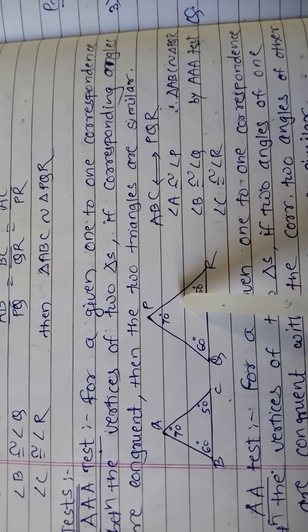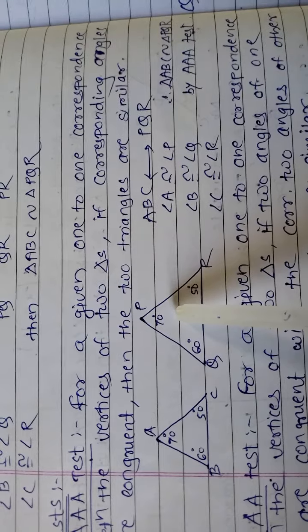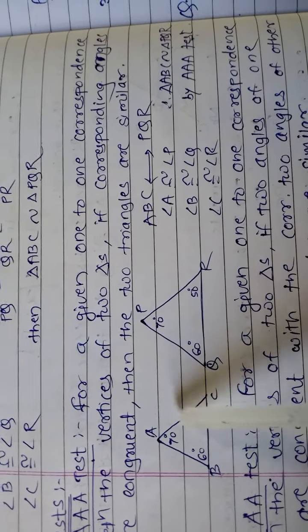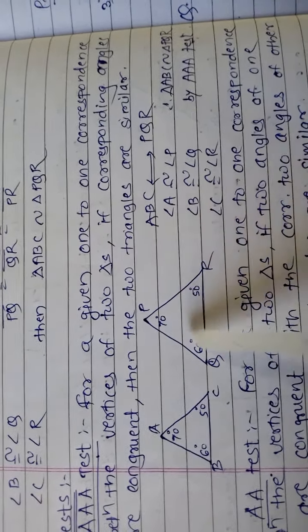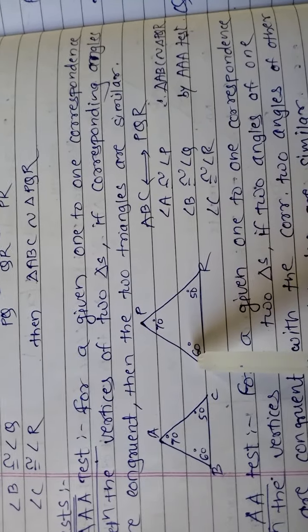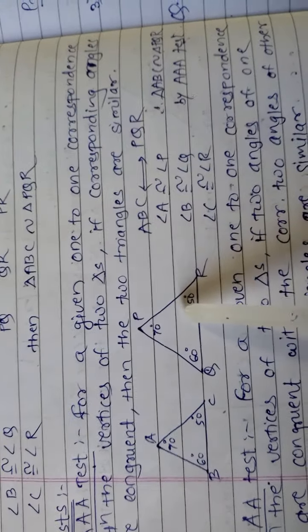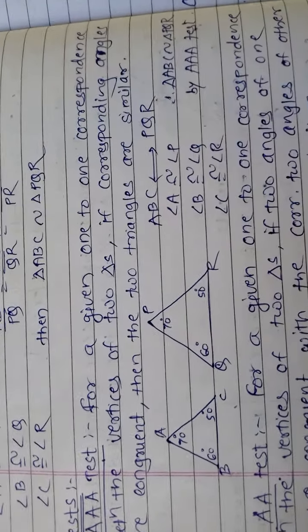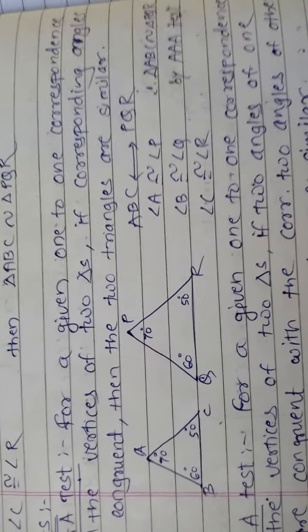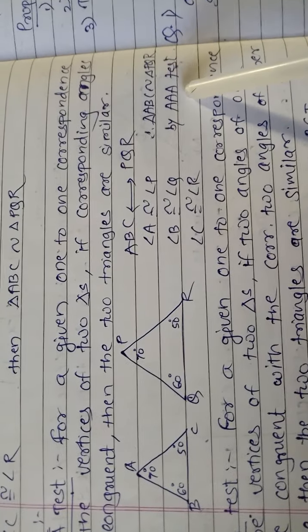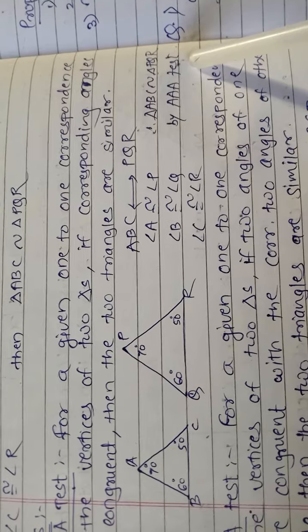Now see the two figures. In these figures, the angles of the first triangle are congruent with the corresponding angles of the second triangle for the given one-to-one correspondence. So we can say that these two triangles are similar by AAA test.